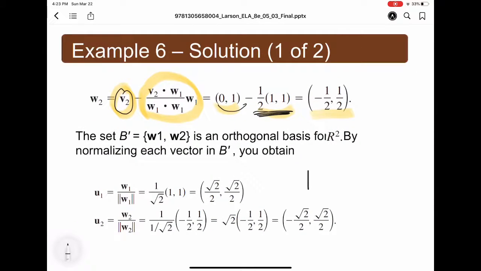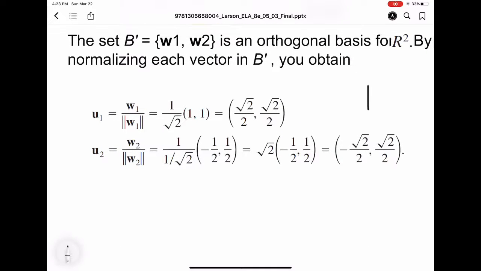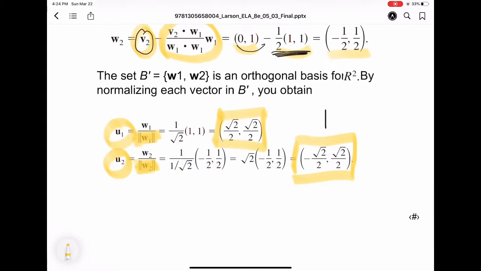Then the next step: they need to find the norm of W1 and the norm of W2. Then they make U1 and U2 by dividing W1 by the norm of W1 and W2 by the norm of W2, and they get two vectors. These two vectors are unit vectors, and they form an orthonormal basis of R2. I think you can verify all this computation easily. It's not a big deal.